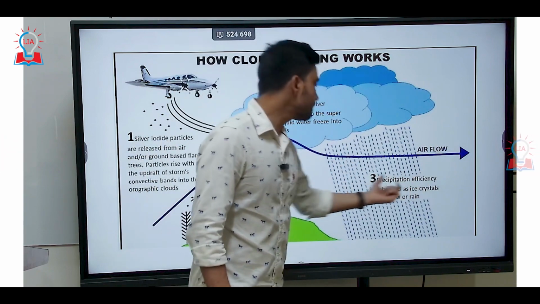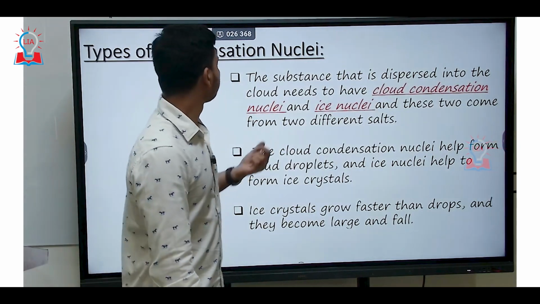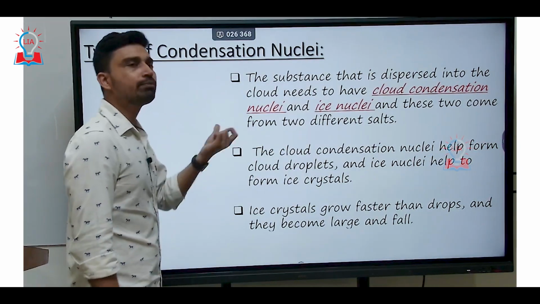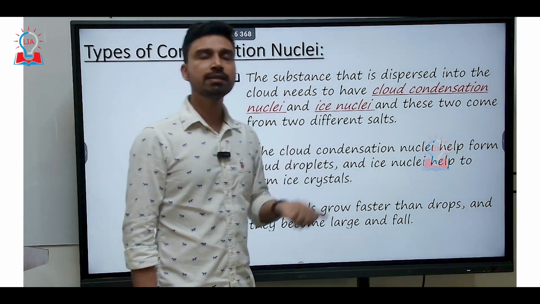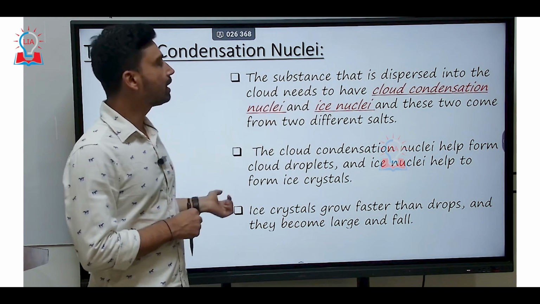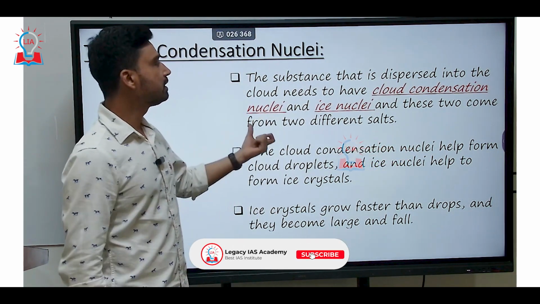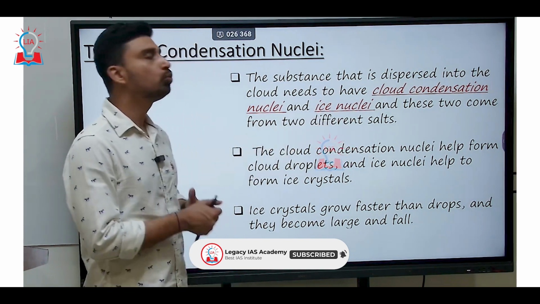So precipitation efficiency is enhanced as ice crystals fall as snow or rain. So what are the types of condensation nuclei? Since we are discussing this, let us try to understand this as well. The substance that is dispersed into the clouds needs to have cloud condensation nuclei and ice nuclei, and these two come from two different sorts.